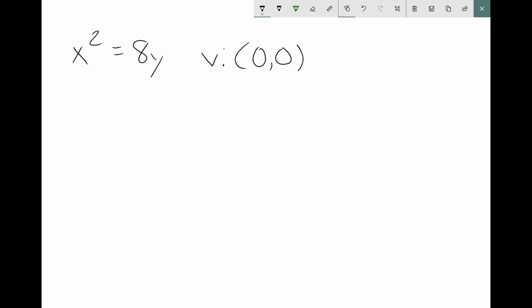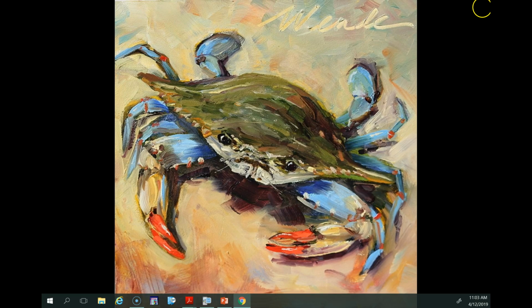But to be able to actually see this picture, you always want to solve for y. So to do this one's a little easy. All we want to do here is divide by 8. So I know x squared over 8 equals y. Then what I would tell you to do is go to your calculator and y equals.